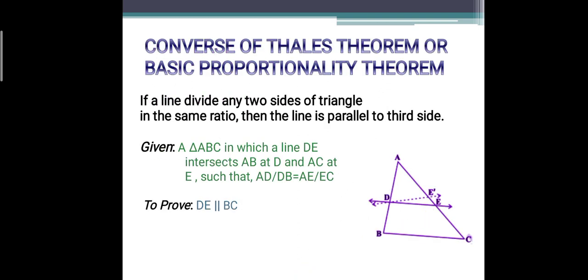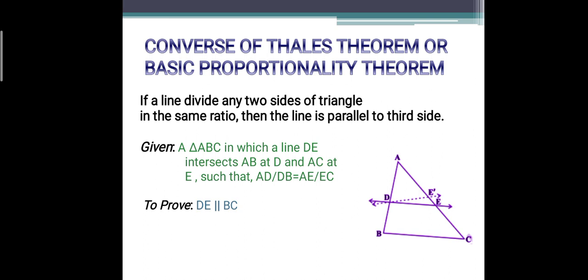Now, we will see its converse. The converse of Thales' theorem states that if a line divides any two sides of a triangle in the same ratio, then the line is parallel to the third side. Here we are given a triangle ABC in which a line DE intersects AB at D and AC at E, such that AD upon DB equals AE upon EC, and we have to prove that DE is parallel to BC.